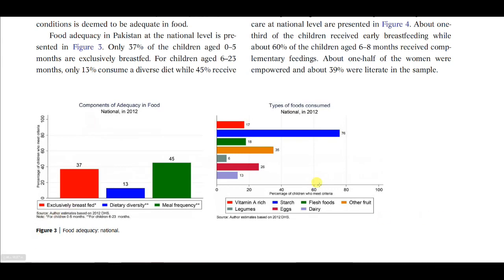So these are the indicators that we show here. Exclusive breastfeeding is 37% in Pakistan. 13% have adequate diet diversity, 4 out of 7 groups that we mentioned before. Meal frequency is 45% adequate meal frequency, and these are the different types of foods that are consumed.